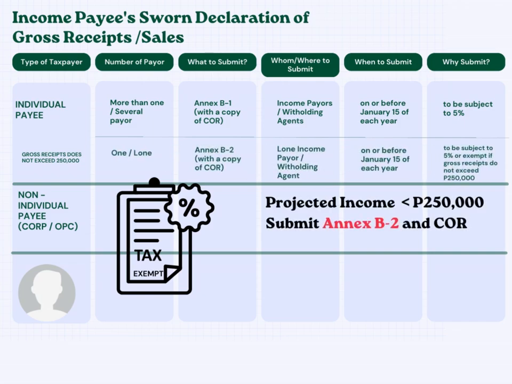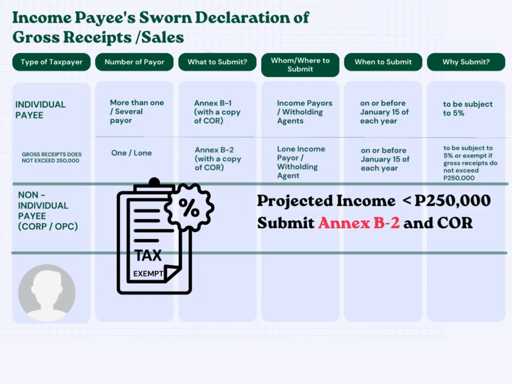The second type of individual payees are those with one payer. If the person's gross receipt is projected not to exceed 250,000, he needs to submit Annex B2 together with his COR to his payer. Example, a writer talent of GMA is projected to have an income of 20,000 a month or 240,000 a year. He needs to submit Annex B2 and his COR to GMA. This form will allow him to be exempted from withholding tax.